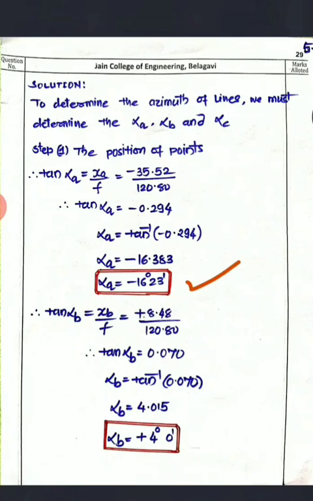Now to get the alpha B, tan alpha B is equal to XB by f. That XB is known, it is given in the problem, and also f is known. So XB is positive 8.48 divided by 120.80. Then tan alpha B is equal to 0.070. Alpha B is equal to tan inverse of 0.070, alpha B is 4.015. If you convert to degrees, alpha B is equal to 4 degree, that is positive 1.